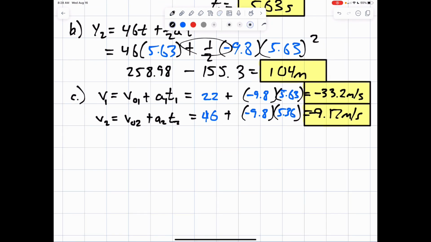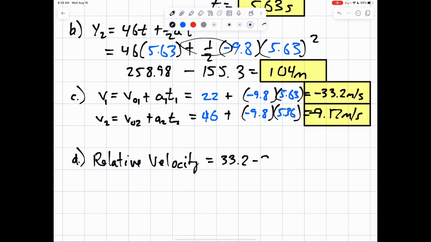Now finally, for part D, we're looking at the relative velocity between these balls. So the relative velocity, instead of the velocity with respect to the Earth, is the velocity with respect to each other. So just go ahead and take the difference, which is about 24 meters per second.